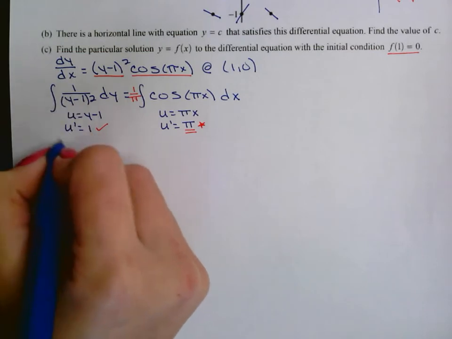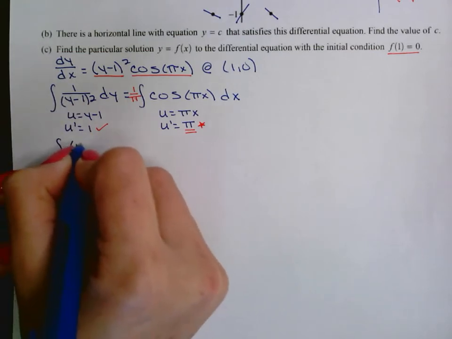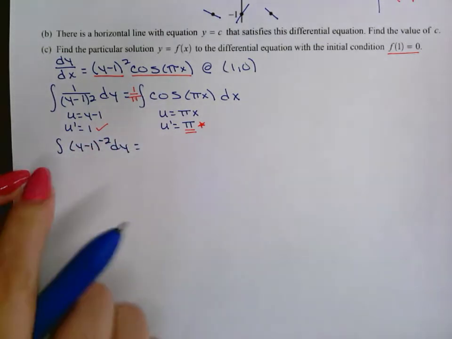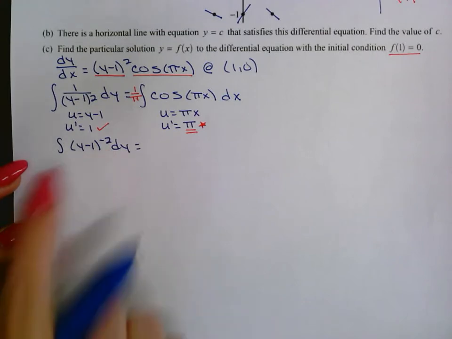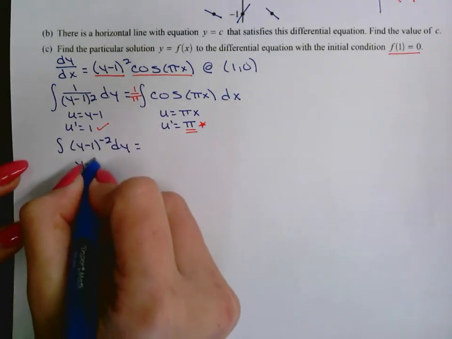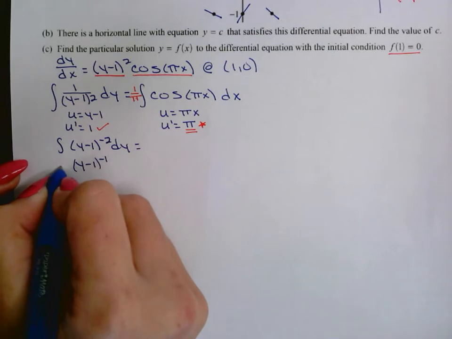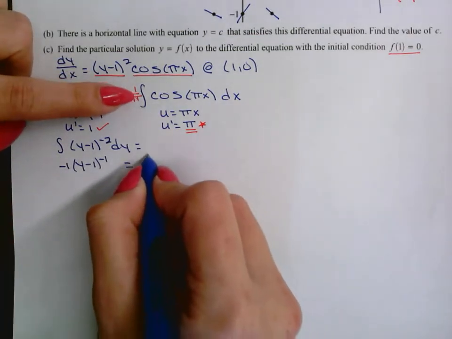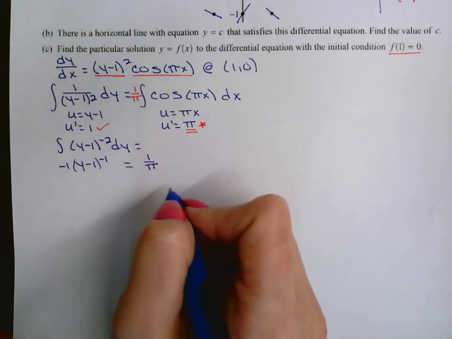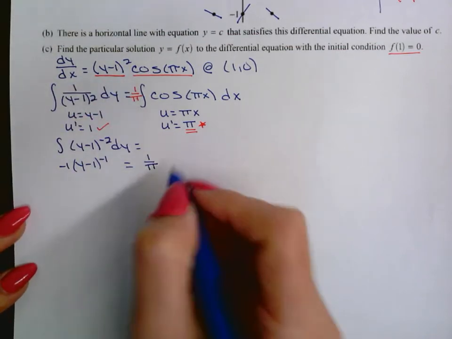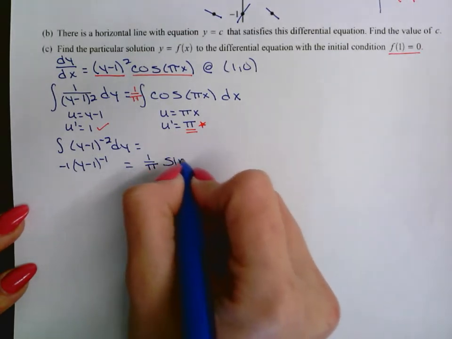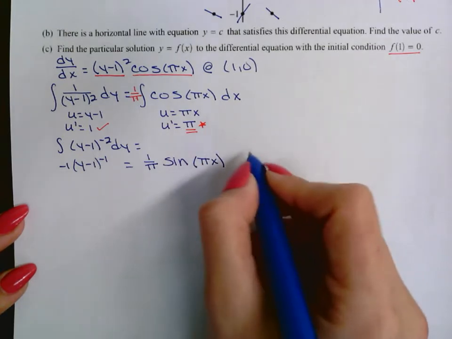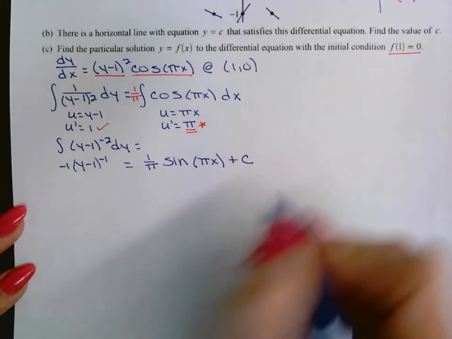So now this is going to change to the integral of (y minus 1) to the negative second. Antiderivative here is add 1 and divide by your new value. So I have (y minus 1) to the negative first, divided by negative 1. On this side, I have 1 over pi. What is the antiderivative of cosine? Good, it's sine. Keep your u in there. And then I have my plus c.